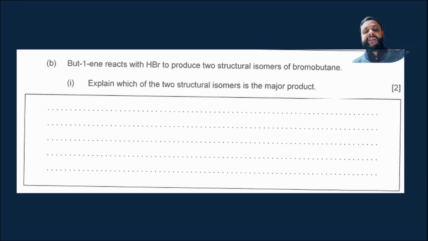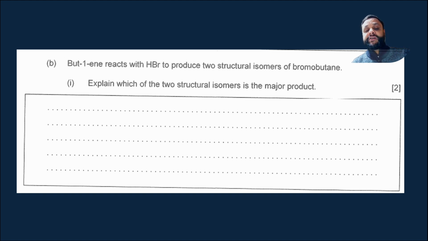B. But-1-ene reacts with HBr to produce 2 structural isomers of bromobutane. 1. Explain which of the 2 structural isomers is the major product. When HBr reacts with but-1-ene, an electrophilic addition reaction takes place. So there is a possibility of 2 products. One product will be 1-bromobutane.